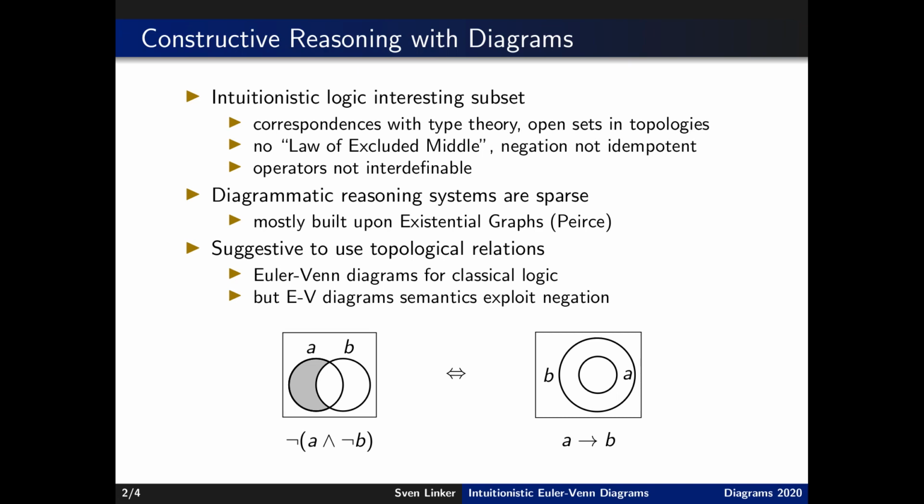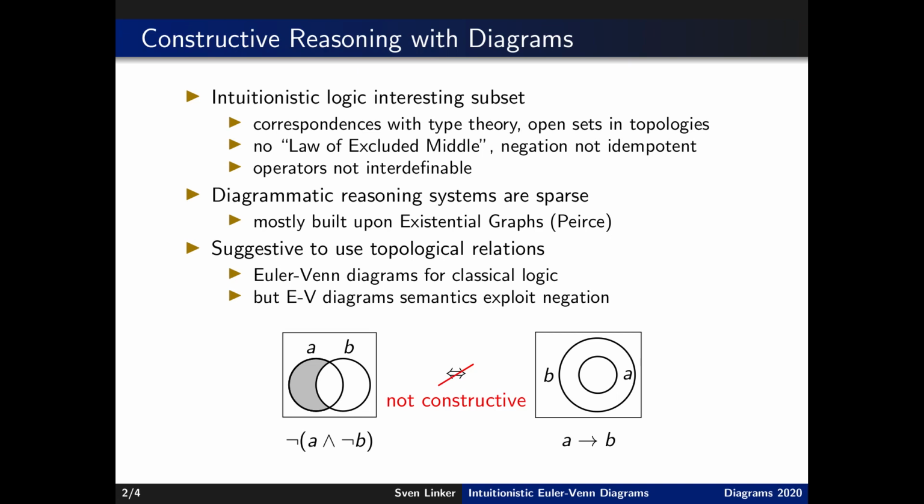This brings us to Euler-Venn circles, which use exactly these relations to express properties of classical logic. However, they crucially use that classical reasoning only needs a small set of logical operations. In particular, shading of zones is used to express negative information and is equivalent to omitting zones. For example, the diagram on the left expresses that A and not B cannot be true together, which is classically equivalent to A implies B depicted on the right.